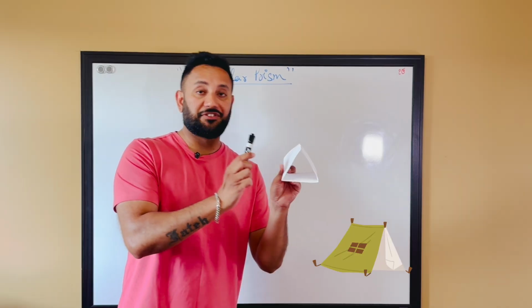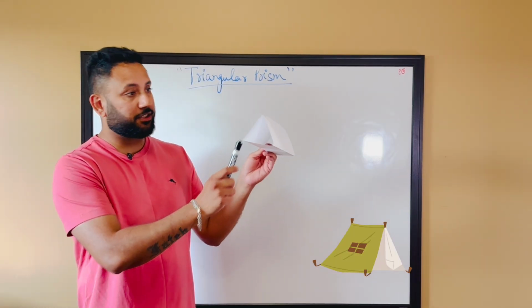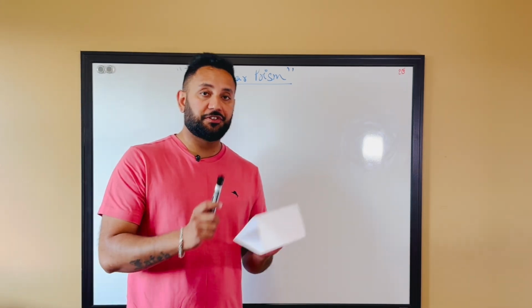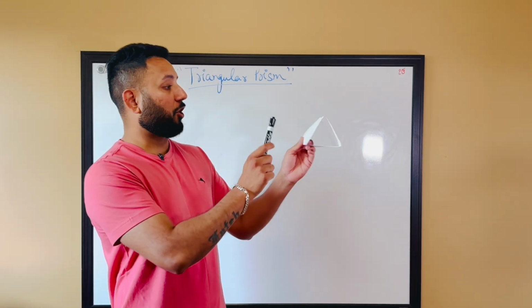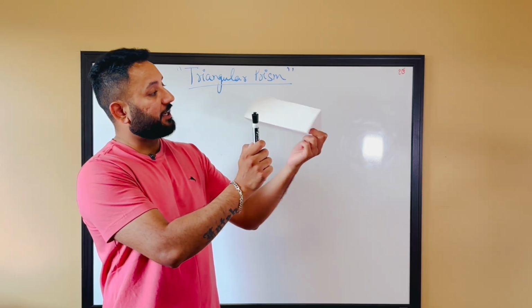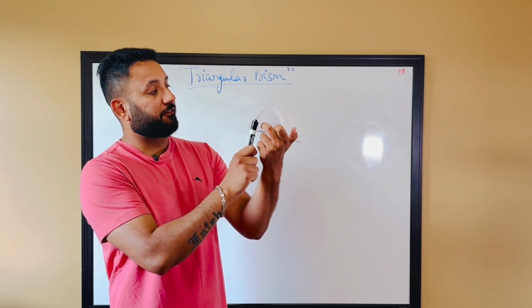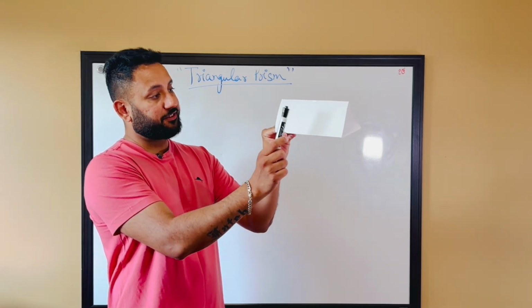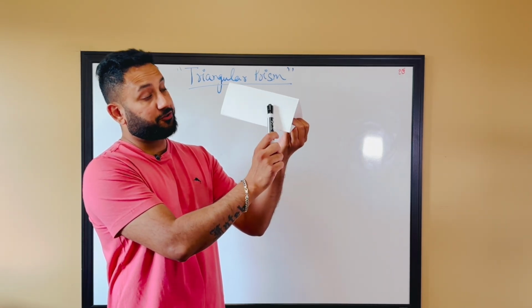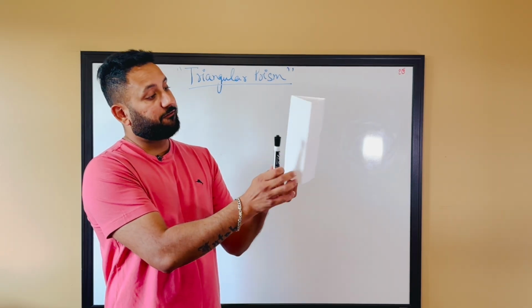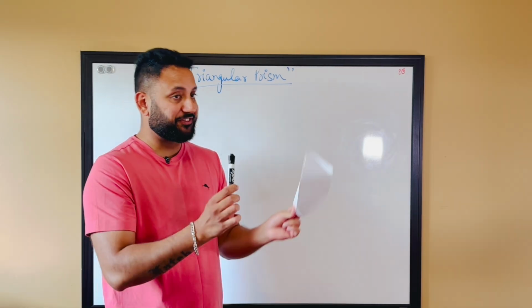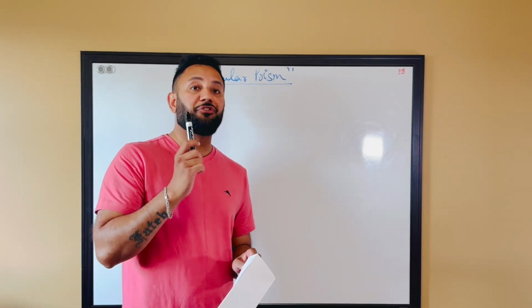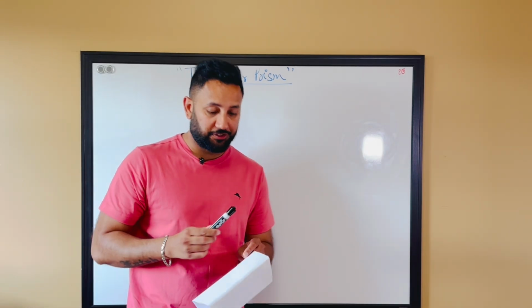This is the best real-time example of triangular prism. This is a tent. A triangular prism is the one that has two triangular faces. So if we talk about the tent, the front face and the back face are the triangular faces, and the side faces, the first side face is rectangular and the second one is also rectangular, and the bottom face is also rectangular. So basically a triangular prism has two triangular faces and three rectangular faces.